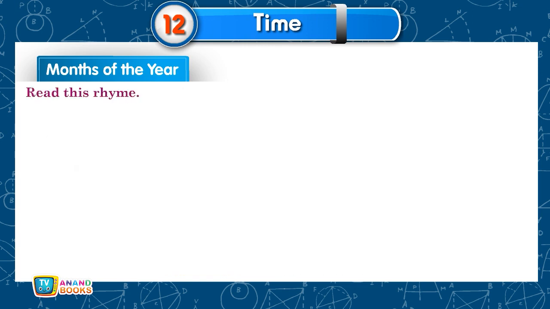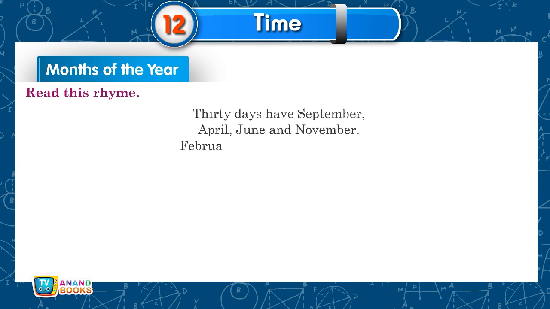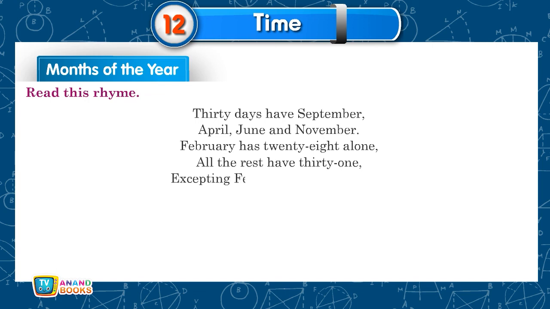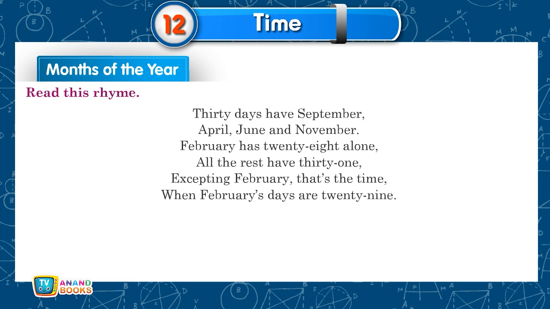Read this rhyme. 30 days have September, April, June and November. February has 28 alone. All the rest have 31. Except in February, that's the time when February's days are 29. Remember, 1 year is equal to 12 months, 52 weeks, or 365 or 366 days.